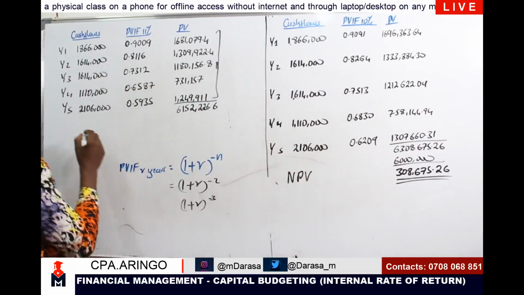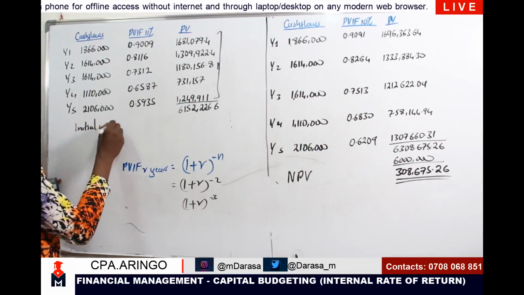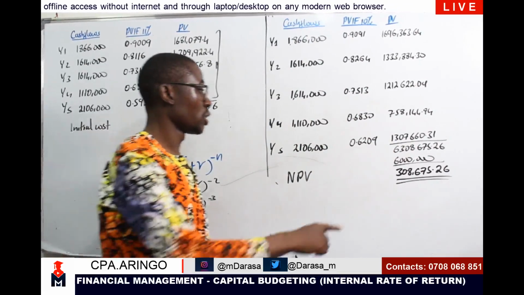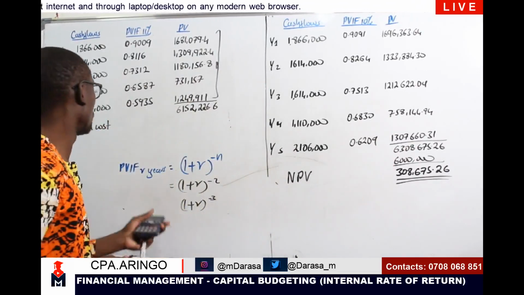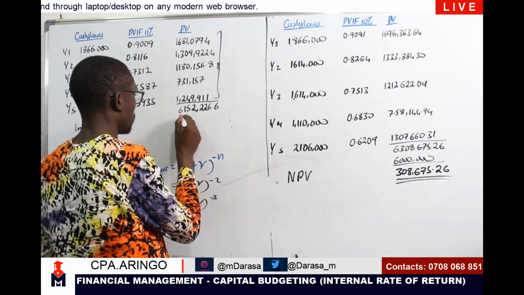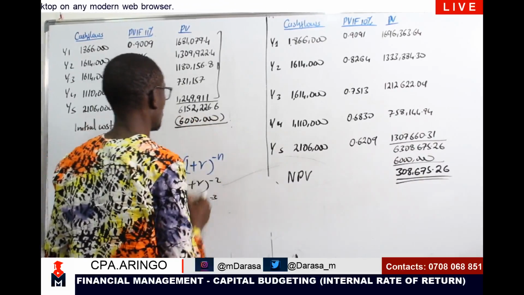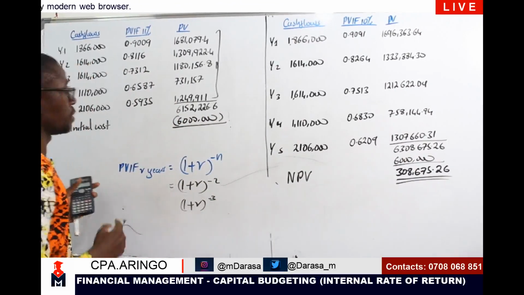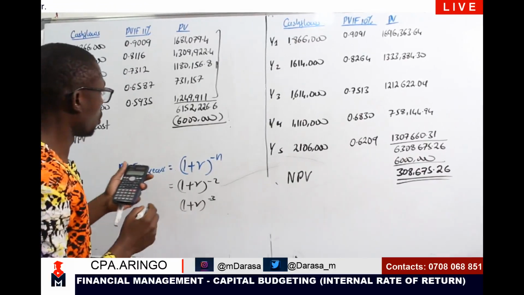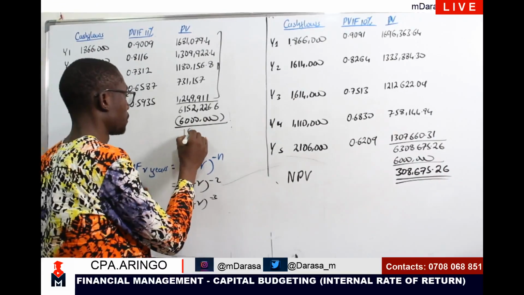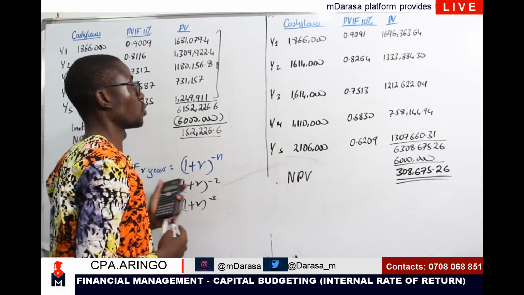We less our initial cost. Remember, our initial cost will not change. The same figure here, 6 million. So my initial cost here is 6 million. And therefore, that is to say, our NPV at the higher rate is 152,226.6. That is what you should be having.